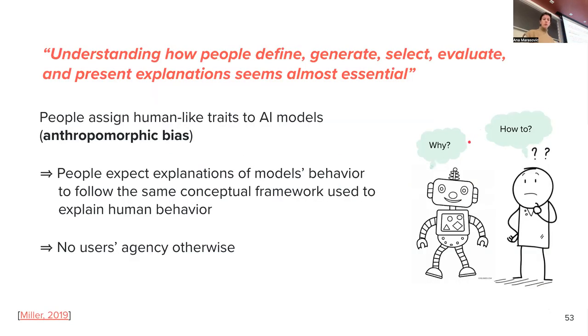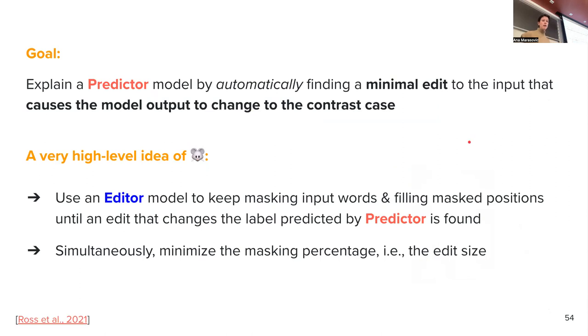The high-level idea of the method we used is that we have an editor model that keeps masking the input text, here previously the context, and fills mask positions until an edit that changes the label is found. Simultaneously, we want to minimize the masking percentage, that is the edit size. So we do multiple searches for the edit that flips the label, but we are also trying to make the masking percentage smaller.